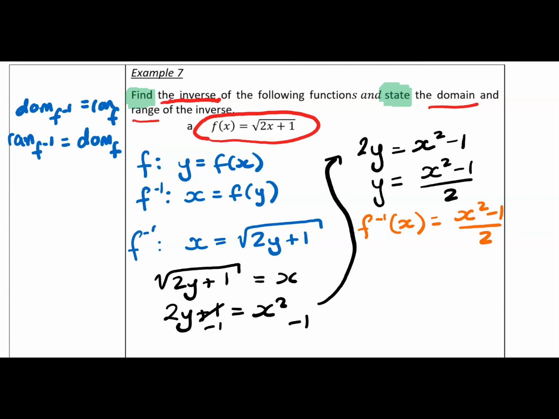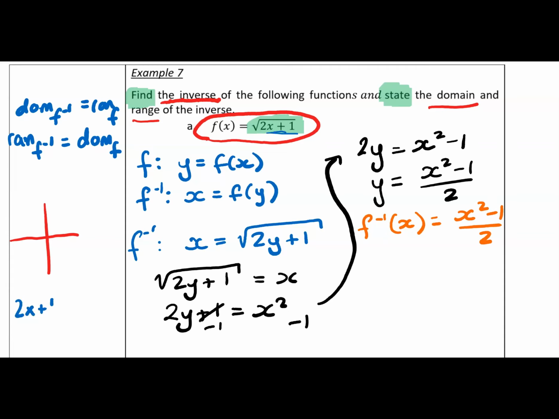So given this is the inverse, we now address the second part of the question. We want to state the domain and range of the inverse. To do that, I think it's always best just to examine this square root of 2x plus 1. Examine the f of x first. Just a quick sketch, I think, okay, this is a square root function. So what's under the square root?